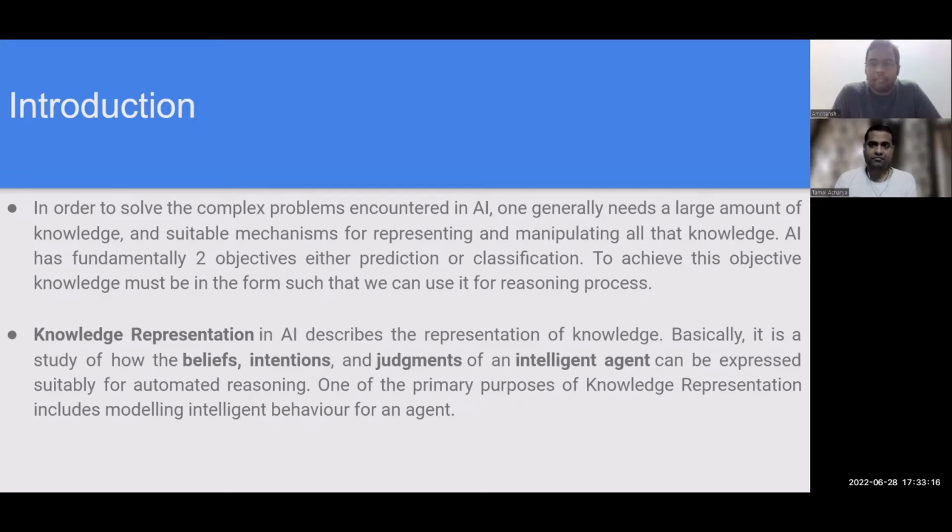a knowledge representation? And as we can say, knowledge representation in AI describes a representation of knowledge. It is a study of how beliefs, intention, and judgment of an intelligent agent can be expressed suitably for automated reasoning. Okay. And one of the primary purposes of knowledge representation includes modeling intelligent behavior for an agent or artificial agent. As we must have gone through our school time and acquired a lot of knowledge, and we keep doing so every day while interacting at work with people around us, within our family members, right? The same thing we want to see in a lifelong learning scenario. Can we imagine the same idea?